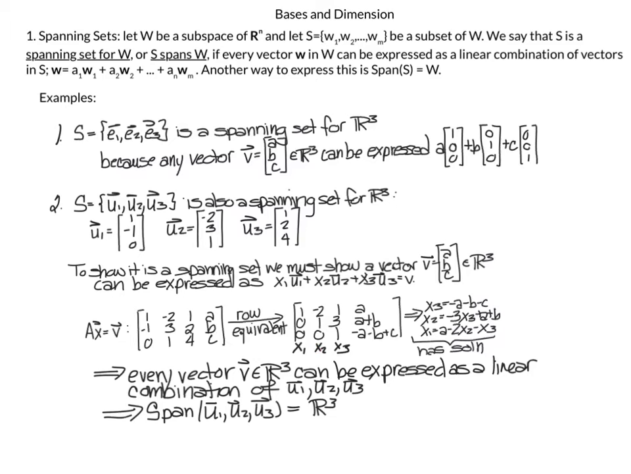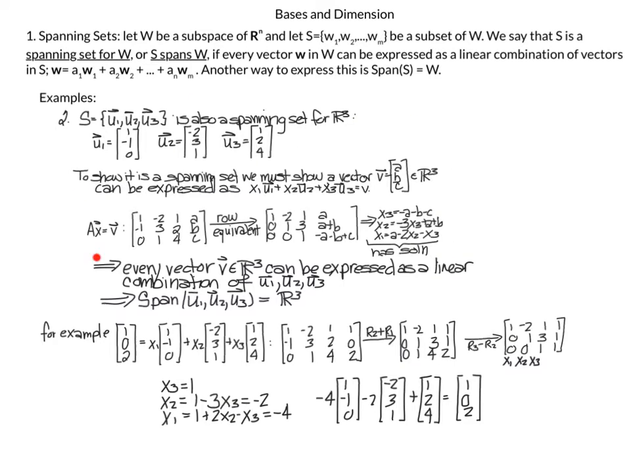Here we have x2 plus 3x3 is equal to A plus B, or x2 is equal to minus 3x3 plus A plus B. And last we have x1, and I guess since I moved it over, is equal to A, and then moving this over to the other side, I'll have plus 2x2 minus x3. And I can see then that for any vector, when I have an A, B, and C, I can then solve for x1, x2, and x3. So every vector in R3 can be expressed as a linear combination of u1, u2, u3.